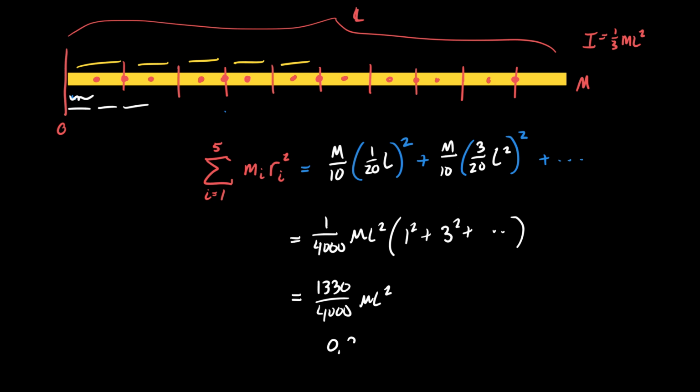You got 0.3325 ml squared. So yes, we're getting closer to a third, but we're not going to make huge steps here. We doubled the number of pieces and it just gave us one more decimal of precision. So you understand that it might be a long way to get to a third.